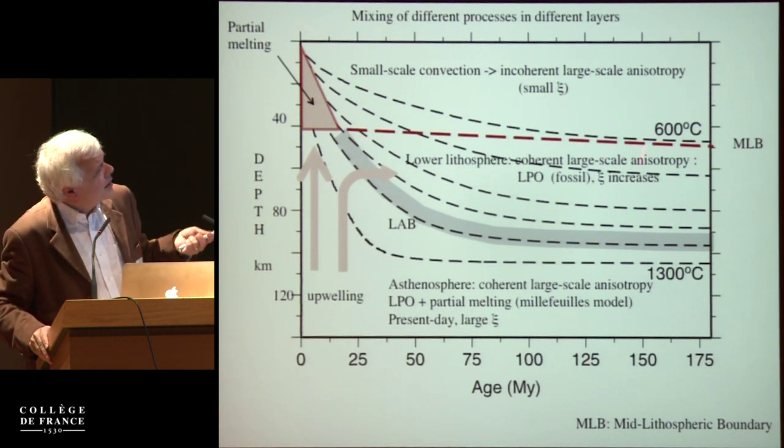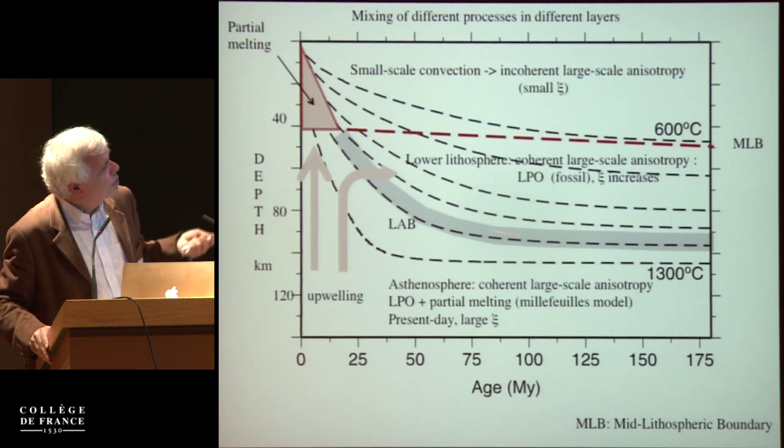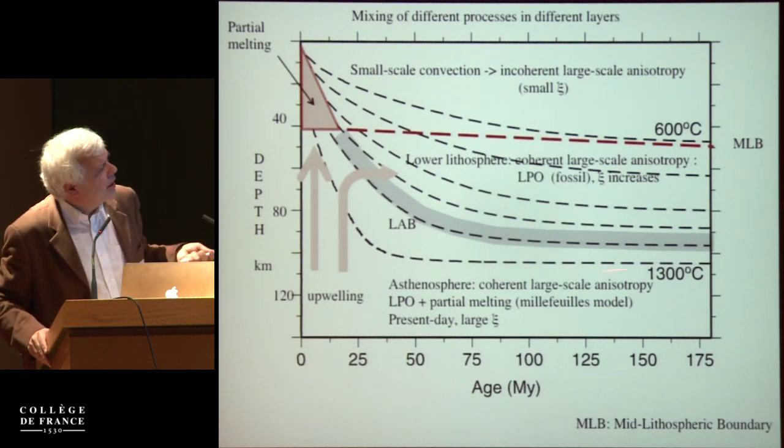Now, if we consider the deeper lithosphere, we have something more coherent, and probably what we observe in this bottom part of the lithosphere is some fossil anisotropy, due to lattice preferred orientation. In that case, we have an increase of the radial anisotropy. And finally, we have here the thermal LAB, which is due to the cooling of the lithosphere. Below the LAB, we have the asthenosphere with the mixing of LPO anisotropy and partial melting, for example, the model of Kawakatsu, the millefeuille model. So in this part of the upper mantle, we have different processes giving rise to seismic anisotropy.